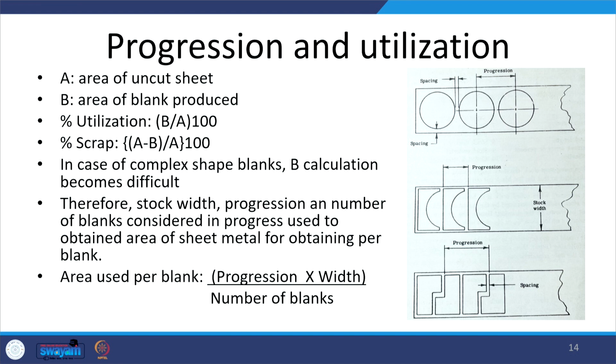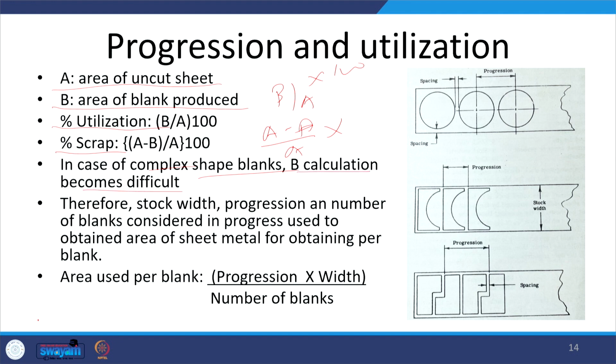Okay. So, these are a few technical terms which are used in the stock layout. Say A is the area of the uncut sheet, B is the area of the blank produced, then utilization is obtained from B by A into 100, and scrap is obtained from A minus B divided by A into 100. And in case of complex shapes, the B calculation becomes difficult.